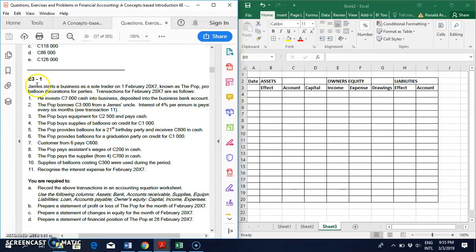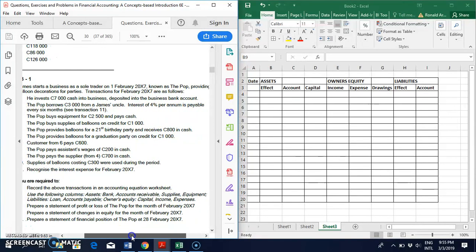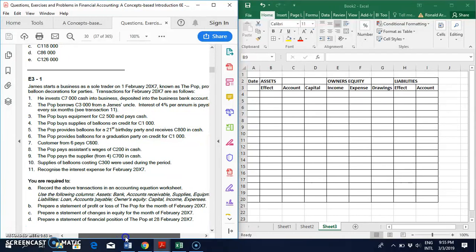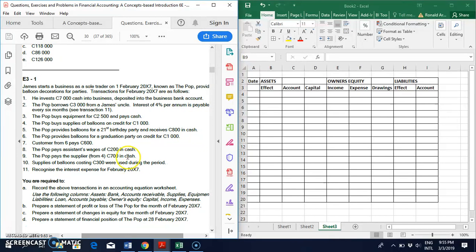In the following video, we're working through E31. It says James starts a business as a sole trader on the 1st of February 2017, known as The Pop, providing balloon decorations for parties. Transactions for February as follows. He invests 7,000 Rand cash into the business, deposit into the business bank account.